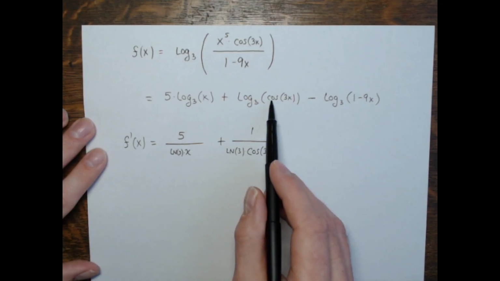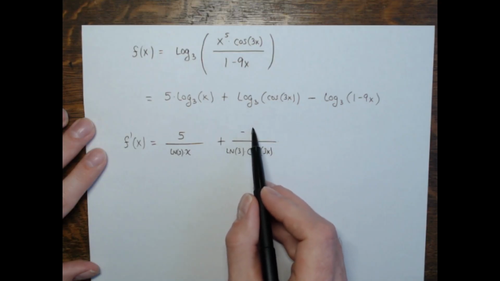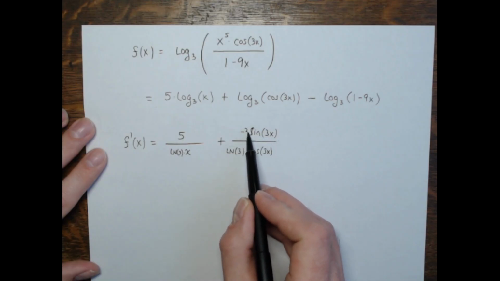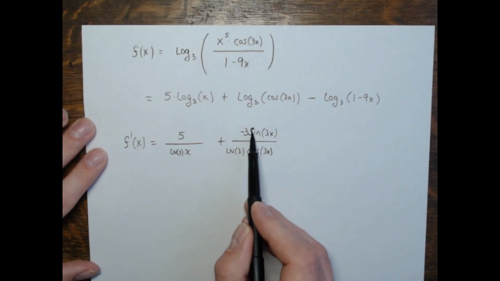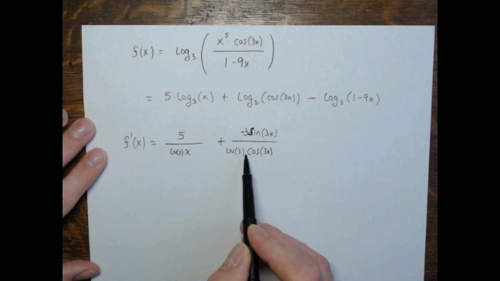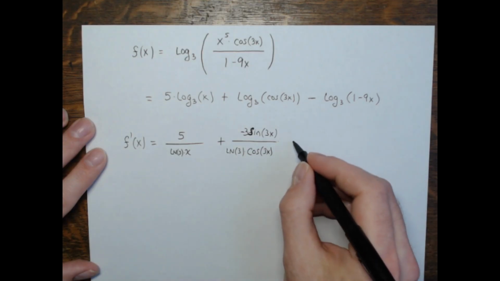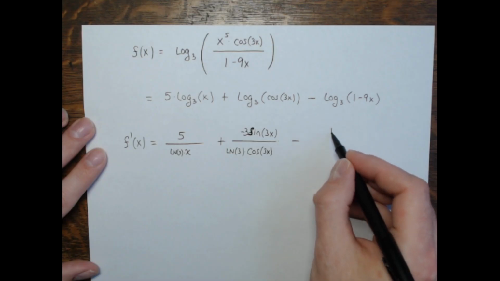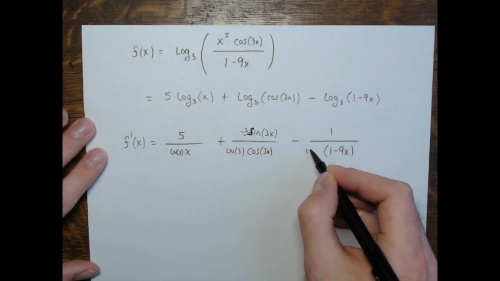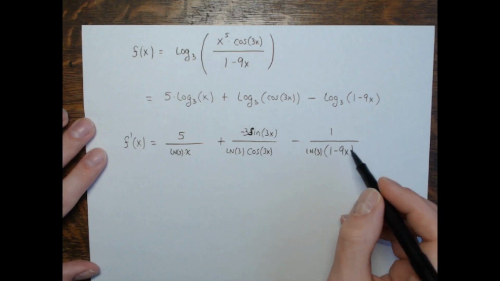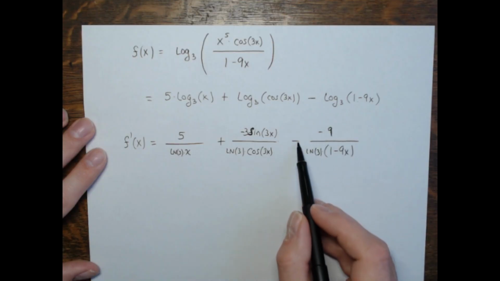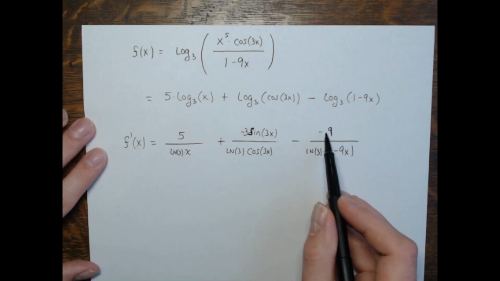And then times the derivative of the cosine of 3x, which would be negative, now I'll put this in the numerator, negative sine of 3x, and then times the derivative of 3x. So I'll throw 3 up here too. So I've got negative 3 sine of 3x over the natural log of 3 times the cosine of 3x. And then finally here minus, and 1 over 1 minus 9x, but still times this natural log of 3 down here. Then times the derivative of 1 minus 9x, which would be negative 9. So let's make the numerator negative 9. Actually, I'll make it positive 9 because of this minus minus.